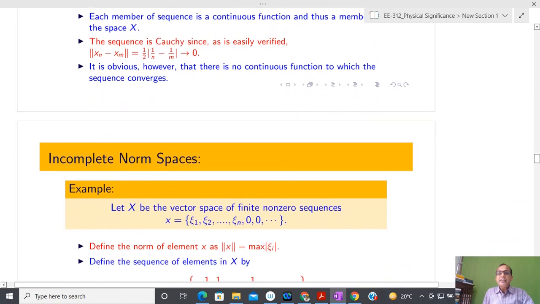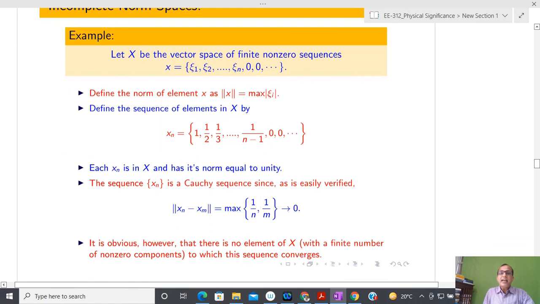Now let us see another example. We have constructed this kind of vector and we define the norm like this. Again, the norm satisfies all the properties. If you take two sequences, the maximum value of any sequence is unity, and the norm is defined by the maximum, so any two sequences converge to 0. But even for a finite sequence the limit will not exist, so again this space is incomplete.